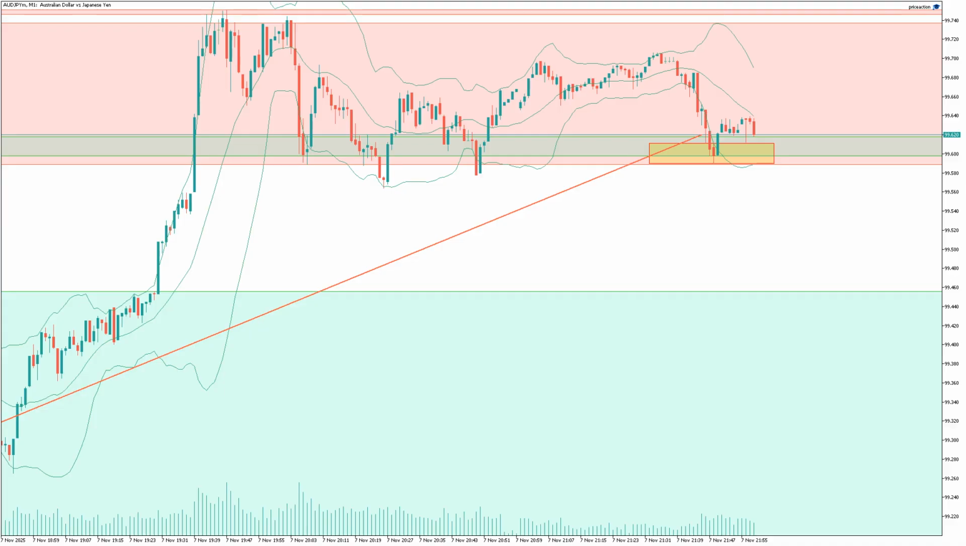The support zone is identified around the price range of 99.106 to 99.456. This area exhibits clear signs of accumulation and multiple touchbacks, indicating strong buying interest.